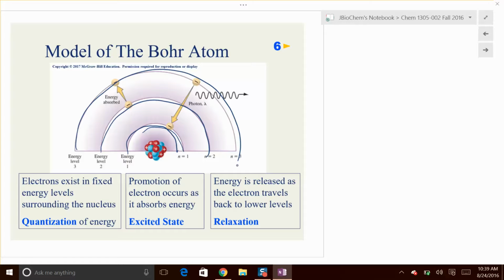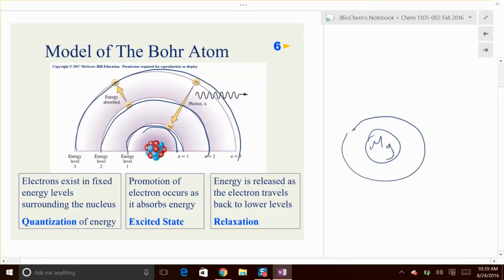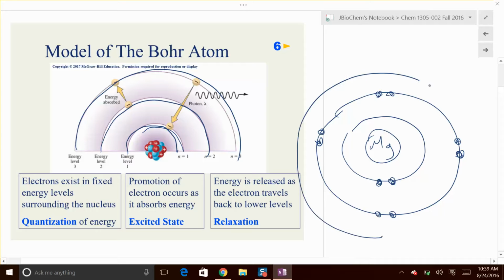Okay, so we're starting to develop these ideas of where the electrons are. So for magnesium, for example, here's the magnesium nucleus. The first energy level, 2 electrons. The second energy level, 1, 2, 3, 4, 5, 6, 7, 8 electrons. And the third energy level, 1, 2 electrons. Okay, that's magnesium.